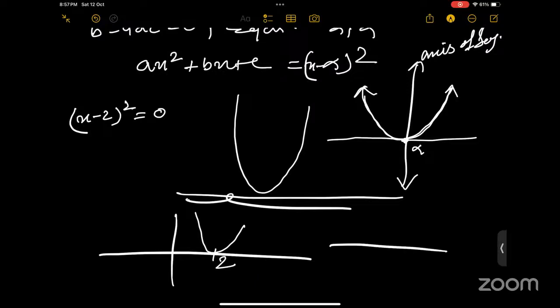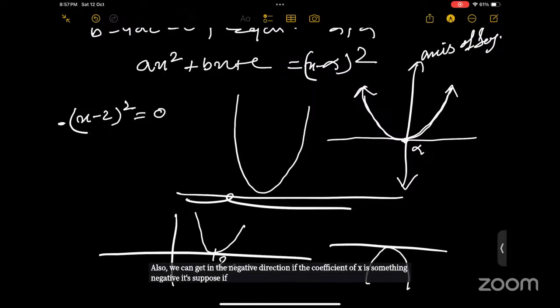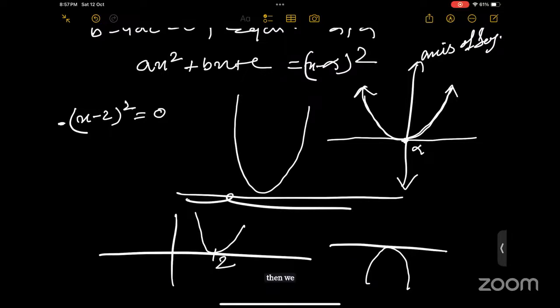Also, we can get it in the negative direction if the coefficient of x square is negative. If we have something negative here, then we will get a parabola in the downward direction, which will touch the axis at the root. So is the picture clear pictorially? Yes, ma'am. Okay, so if you have any doubt, you can ask. Otherwise, we can next move to the slope.